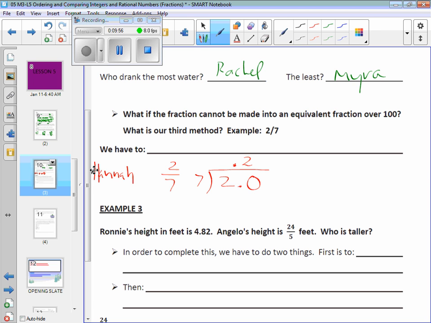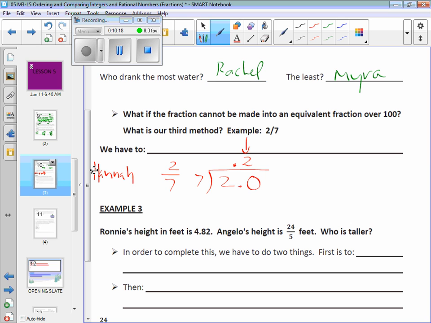How do you know Hannah drank the least? 0.4 already. Yes, and work smarter, not harder. If the question's asking you who drank the least and who drank the most, we have the information that we already need by the 10th digit. It's not asking you to find the answer, correct? I don't care what 2/7 goes out to.